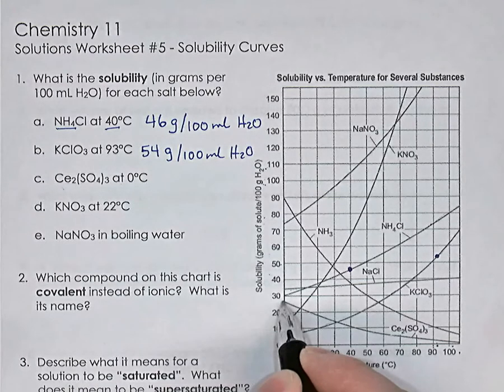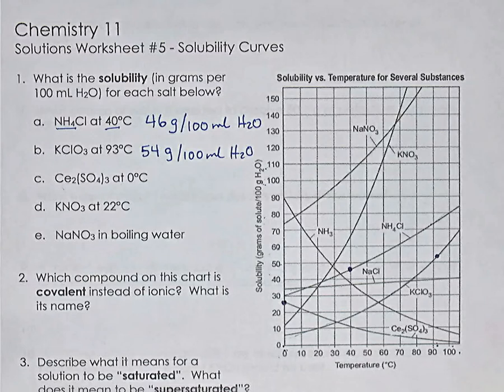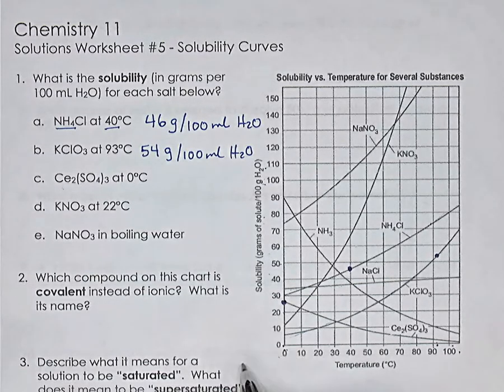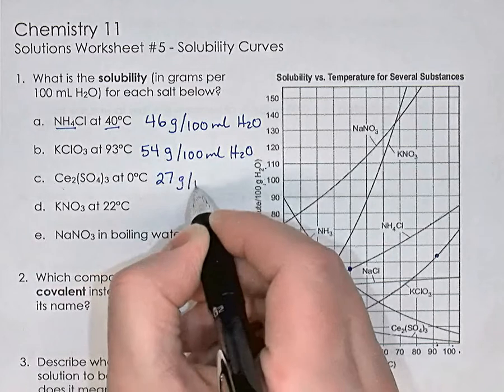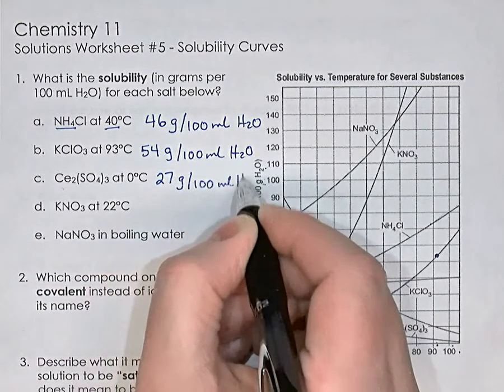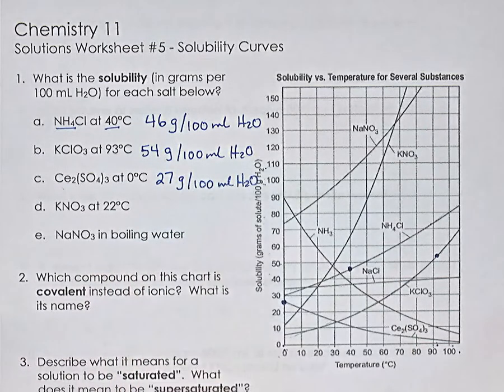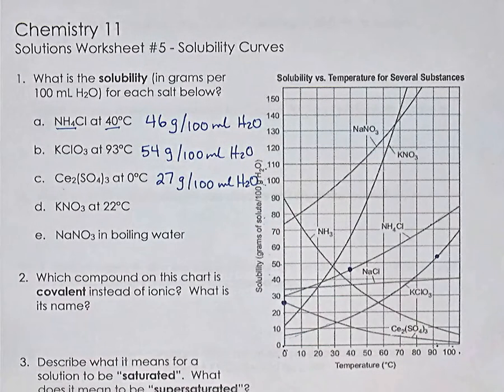So we're looking at this point right there on the cerium sulfate curve. It's between 20 and 30. It's closer to 30. Probably about 27 would be a good estimate. 27 grams for every 100 mL water. All right? So I'm not going to do all of those, but you get the idea. You're able to read the graph.